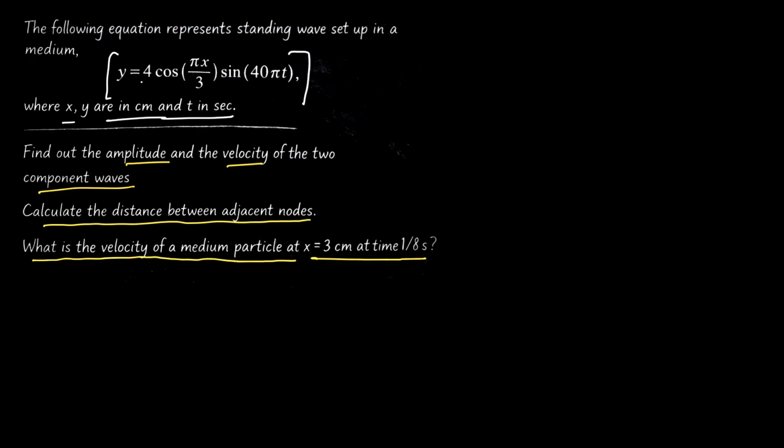So the first thing we have to do is compare. This term is 4a, like it's twice the amplitude. So 2a is equal to 4, which means a is equal to 2. Right now it's given in centimeters, so the amplitude will be 2 centimeters. First thing is amplitude. Second thing, velocity of the component waves.